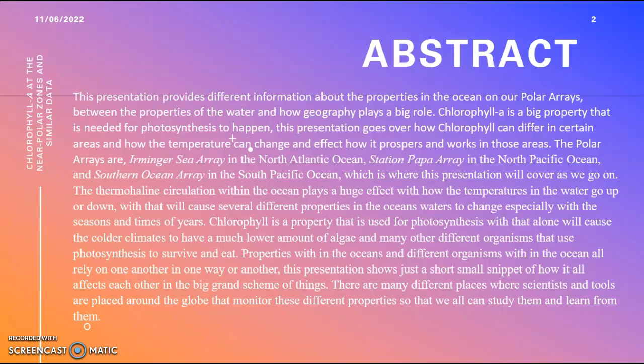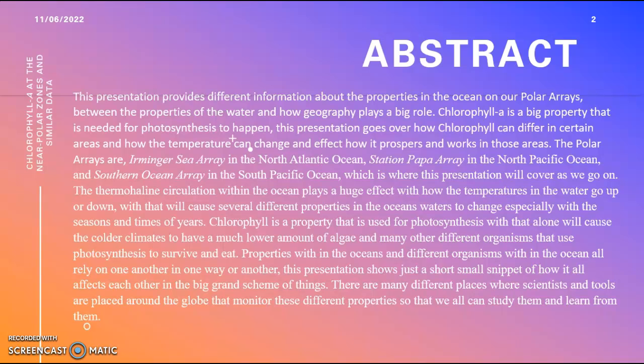Chlorophyll-A is a big property that is needed for photosynthesis to happen. This presentation goes over how chlorophyll can differ in certain areas and how the temperature can change and affect how it prospers and works in those areas.